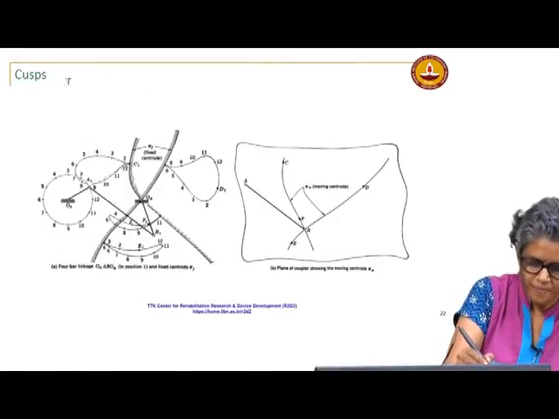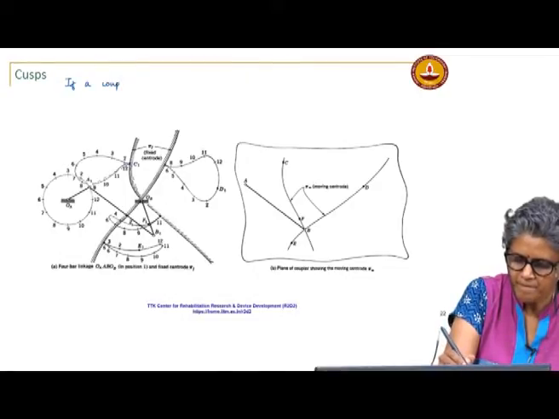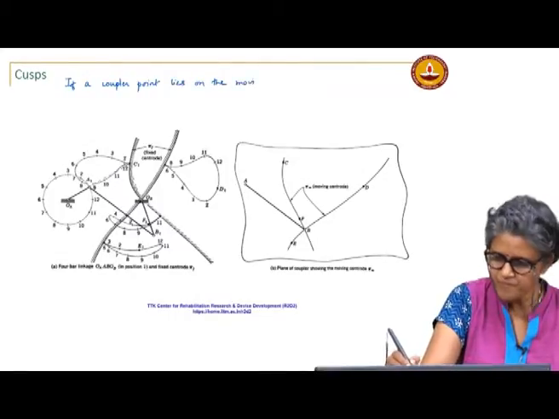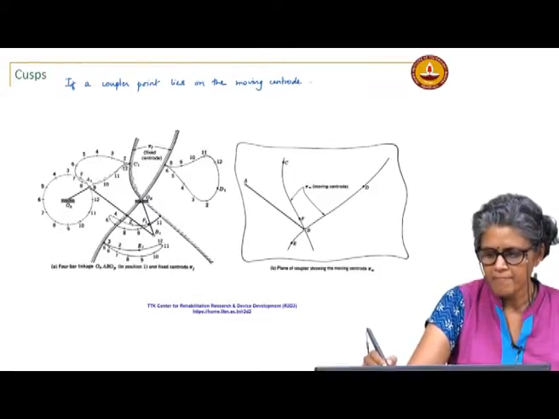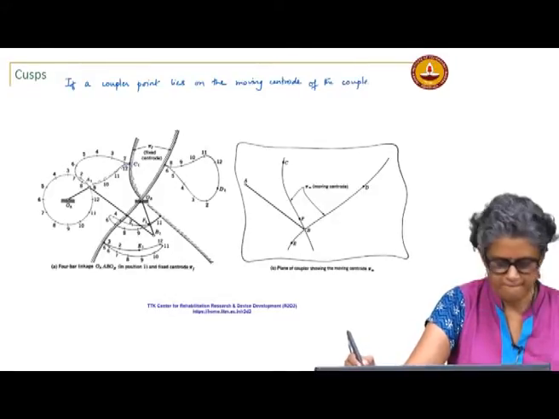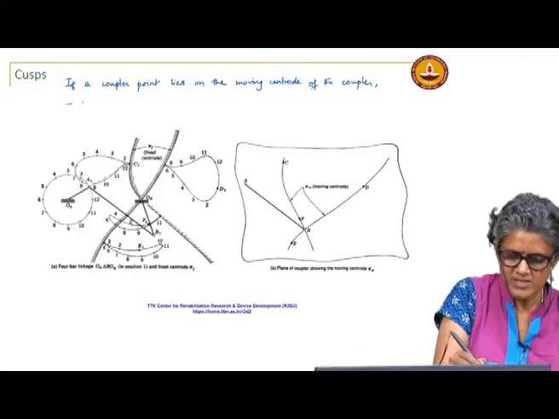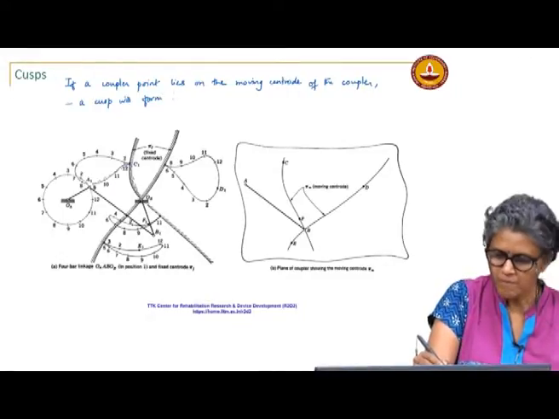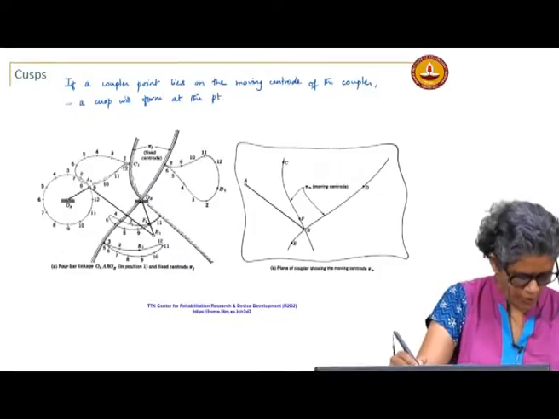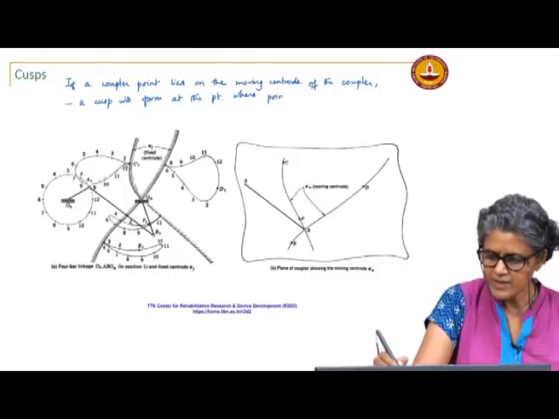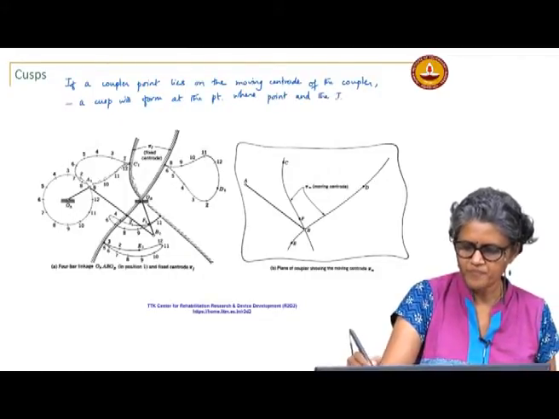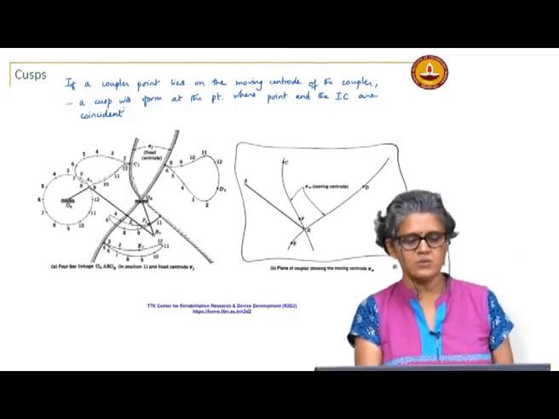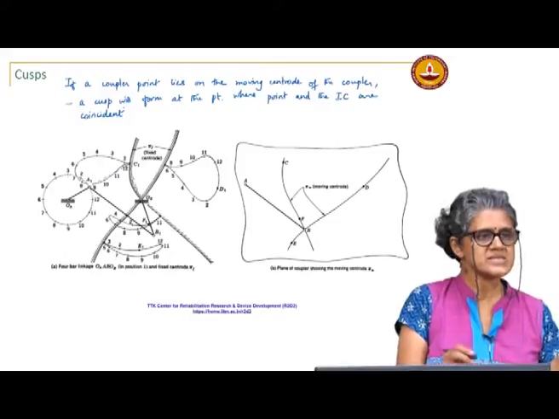So, if a coupler point lies on the moving centroid, then a cusp will form at the point where the point and the instant center are coincident. In other words, when the point contacts the fixed centroid.